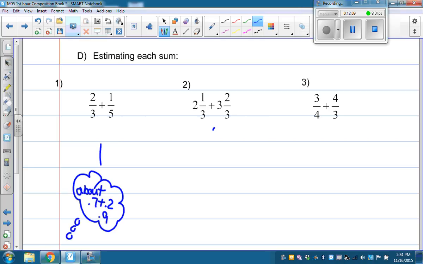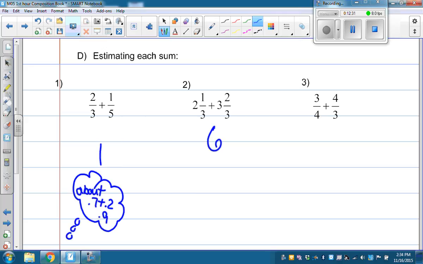So what I would do is I just add the whole. So in my head, I see 2 and 3, and that's 5. And then 1/3 and 2/3. That's 3/3, or 1. Yeah, so in this case, I actually got the exact answer because estimating is just as easy as getting the exact. Okay? One more.